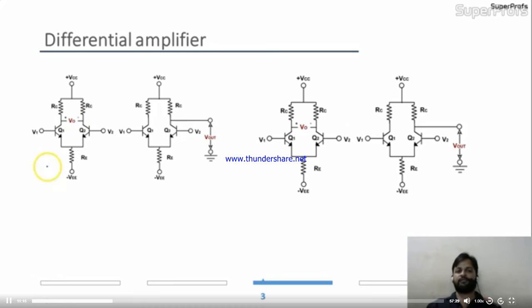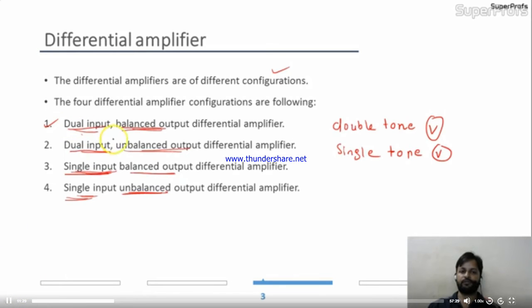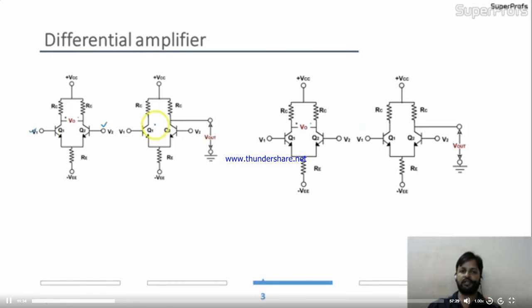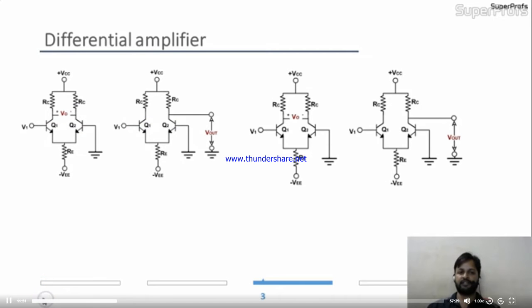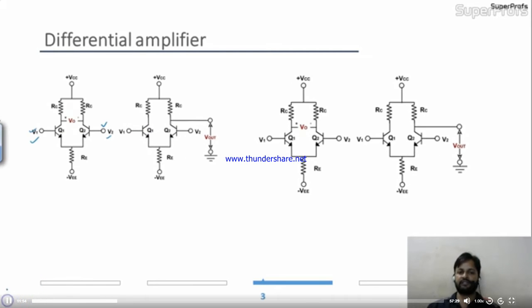In the next point you can see the circuitry given over here. In this we have chosen V1, V2 and everything is the same. So the first one, we have seen, is dual input balanced output. Dual input and balanced output. So the inputs are dual, double tone, meaning at both transistors we are applying the input, and balanced output. Here we are taking the outputs at both the terminals. Okay, let me check the single one. So is this clear to you?